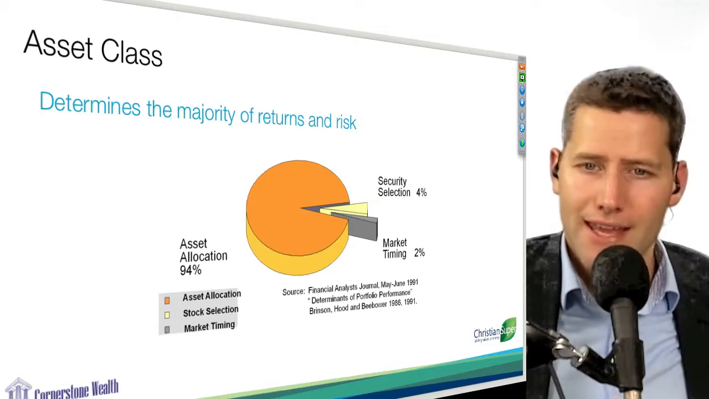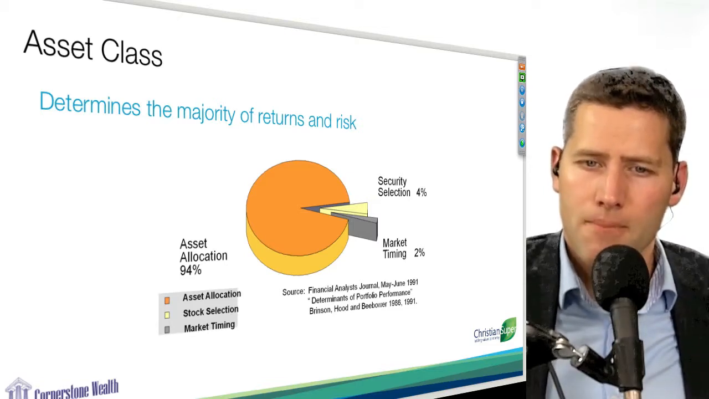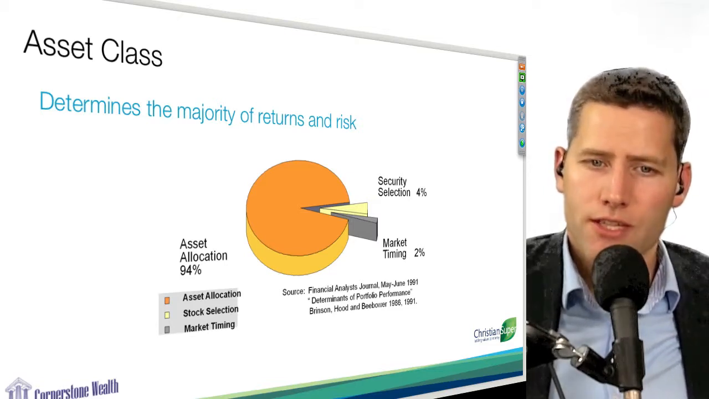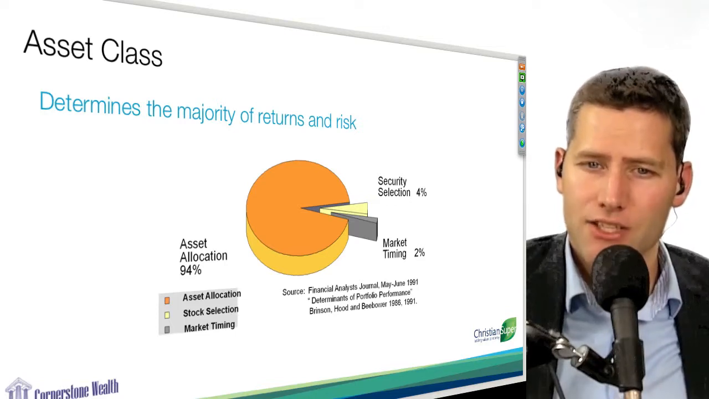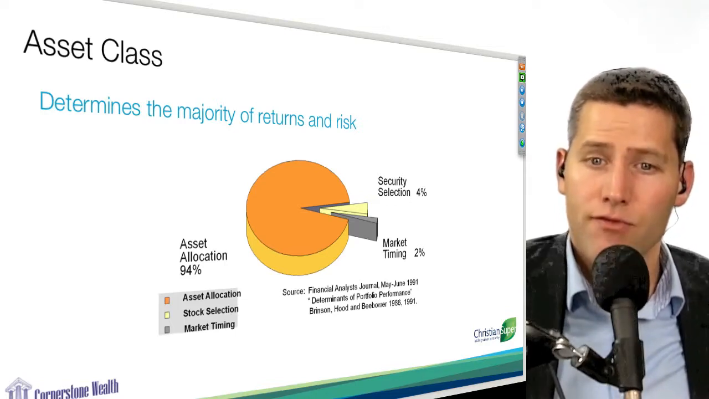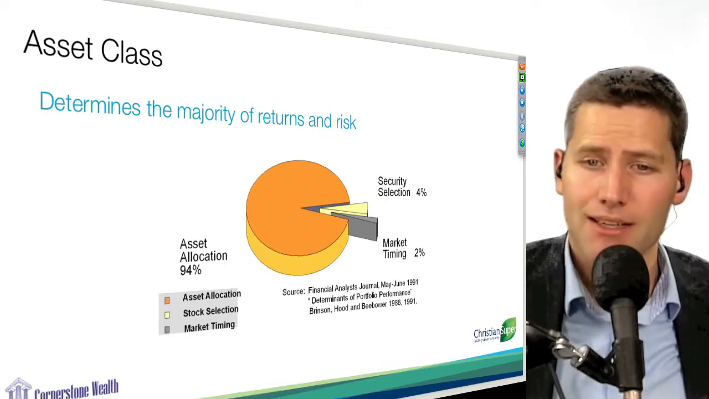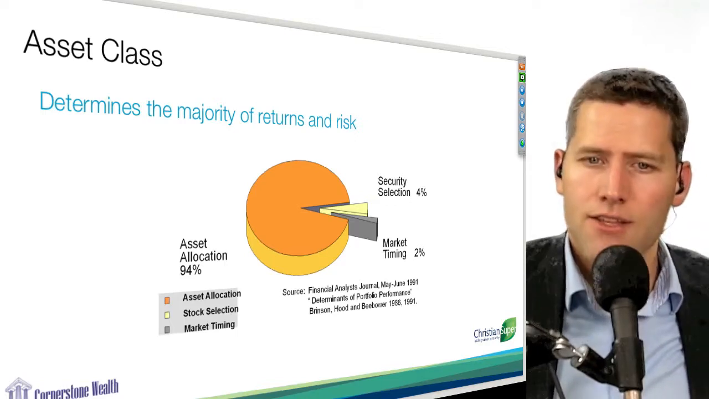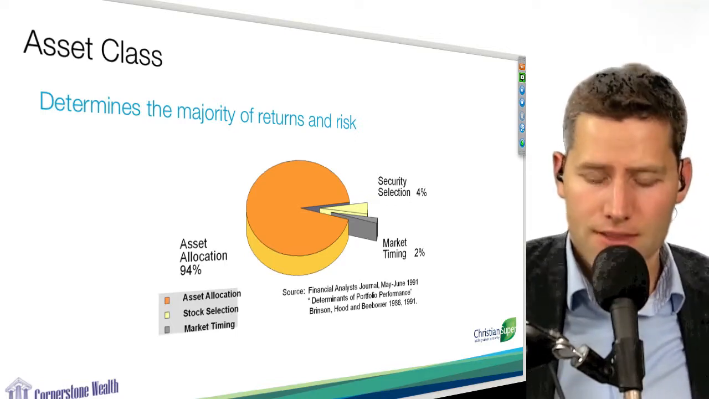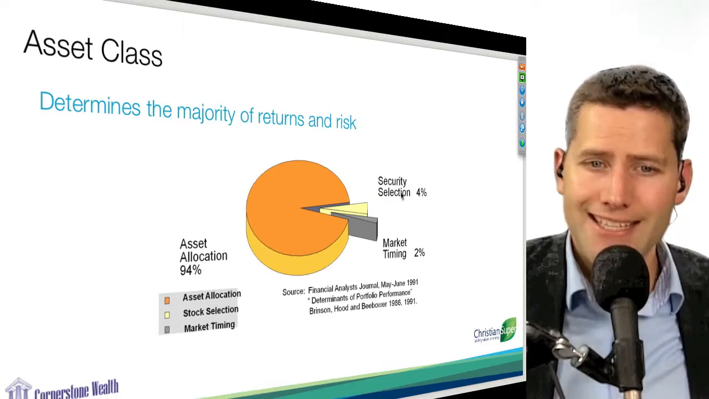Now, that can have some benefits, but if you look at the overall source of returns, 94% of return comes from the asset class that you're actually invested in. Something like 2% comes from market timing, so getting in and out of the market, and 4% from stock selection, so picking the right stocks. So by far, the thing that gives you the biggest indication of your return is the asset class.